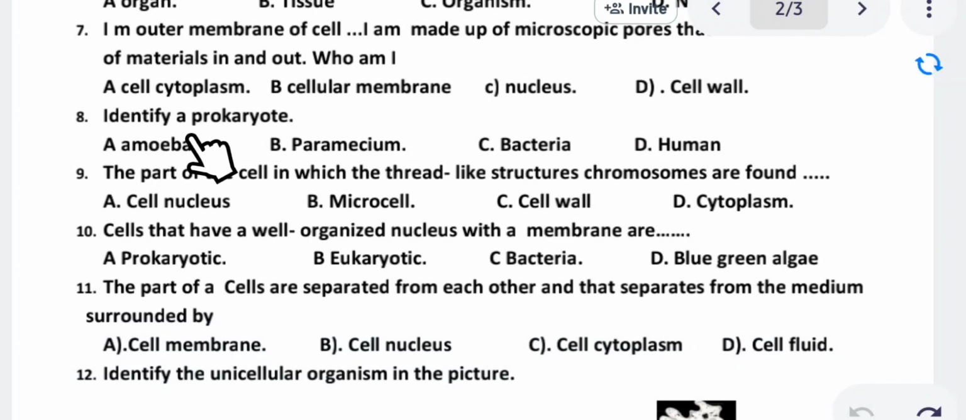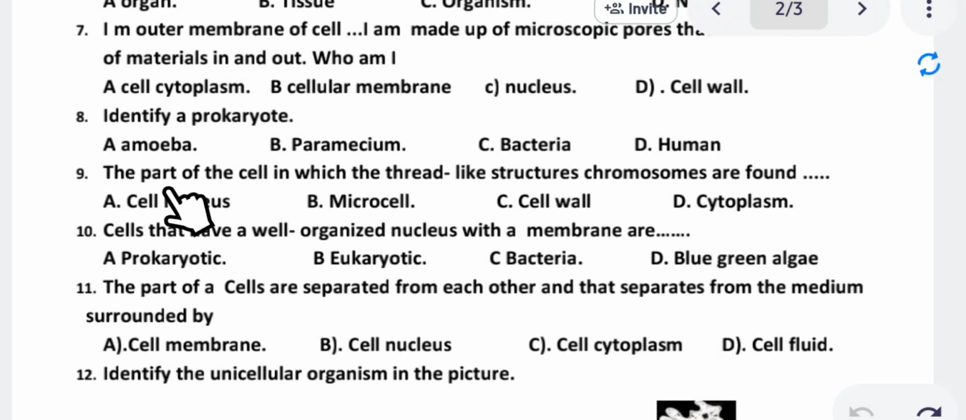Eighth question. Identify a prokaryote. Options: amoeba, paramecium, bacteria, human. Here prokaryote means it does not have a definite nucleus. So the answer is bacteria, whereas amoeba, paramecium and human all are eukaryotes, whereas bacteria is prokaryote.